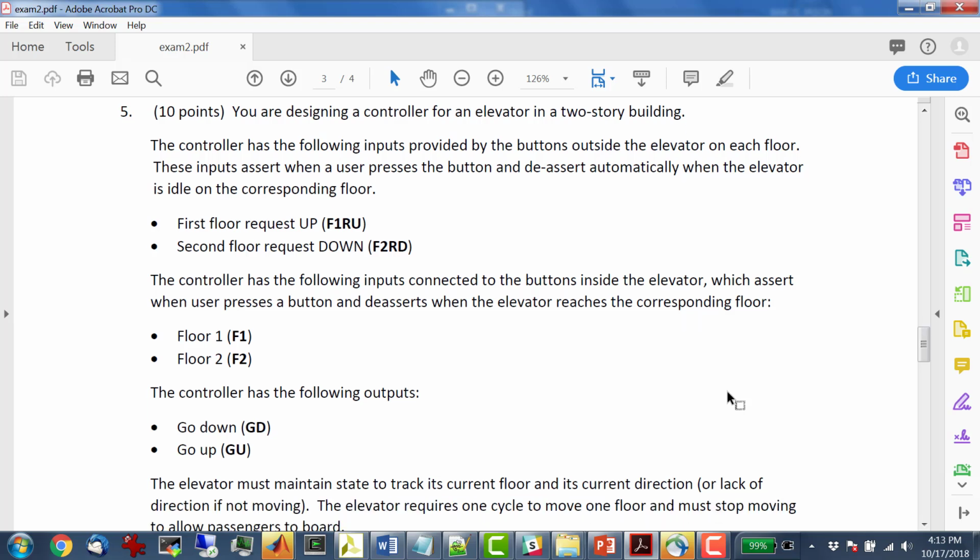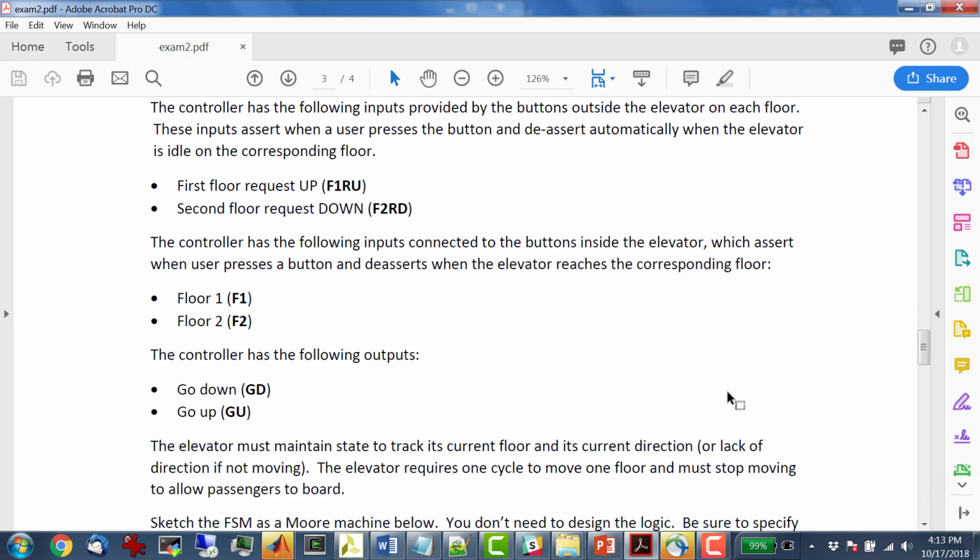So it says the elevator must maintain state to track its current floor and its current direction. That means there are 2 floors, so it can be on the first floor or second floor, and the direction could be going up, going down, or idle. But if you're on the first floor, you can't be going down, and if you're on the second floor, you can't be going up. So for a 2-story building that leaves 2 floors and 2 directions per floor. So there are 4 states, and the structure would look a lot like that traffic light controller.